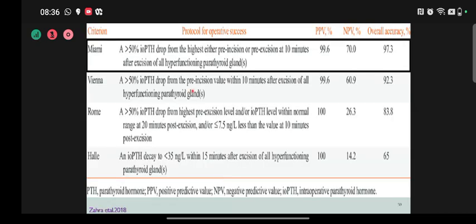So this is the Miami criteria, in which there is a 50% PTH drop from either the pre-incision or the pre-excision baseline at 10 minutes after the excision of the parathyroid gland, and there is an accuracy of 97% and a positive predictive value of 99.6%. And there are other criteria also: Vienna, Rome, and the Halle criteria.